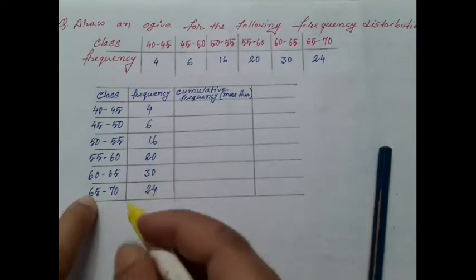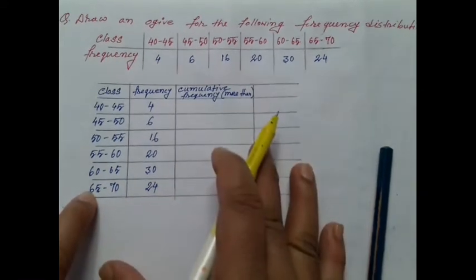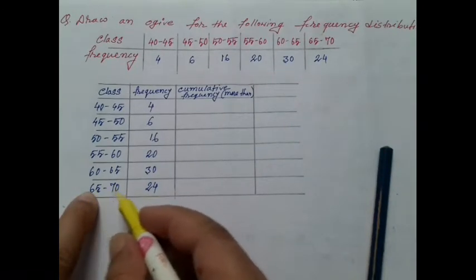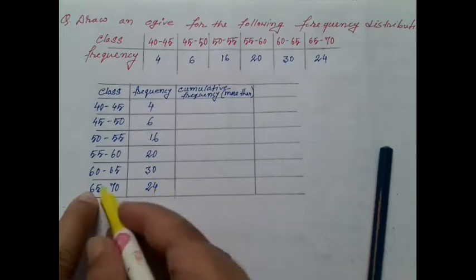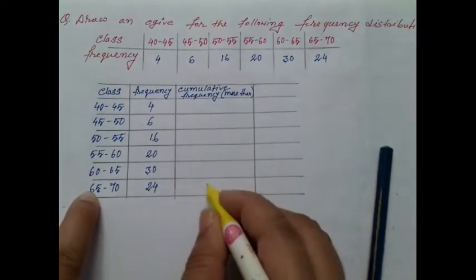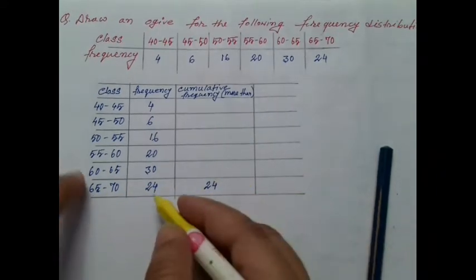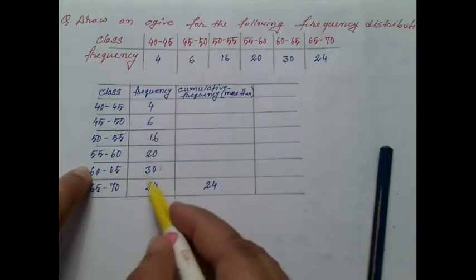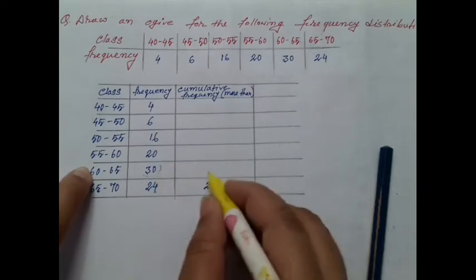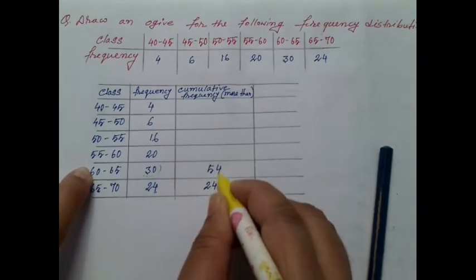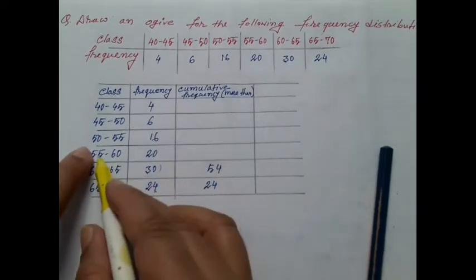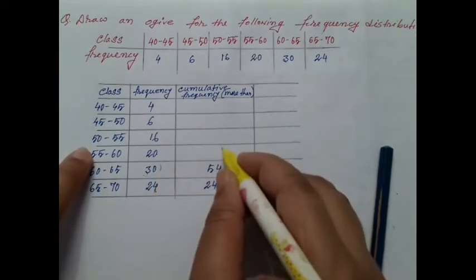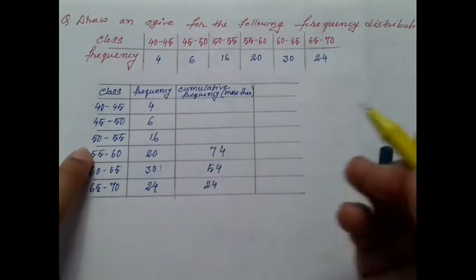So how many values are there which are more than 65? That is 24 values more than 65. So more than 65 is 24. Now how many values are there more than 60? More than 60 is 30 and 24, so we add: 54. Then 55, how many values are more than 55? That is 20 plus 30 plus 24, that is 74.